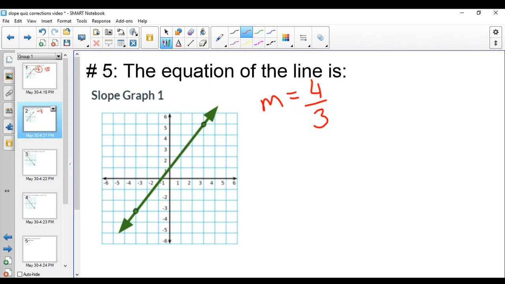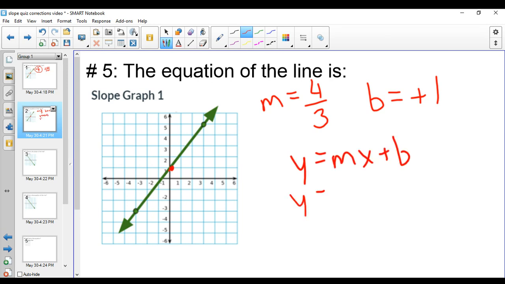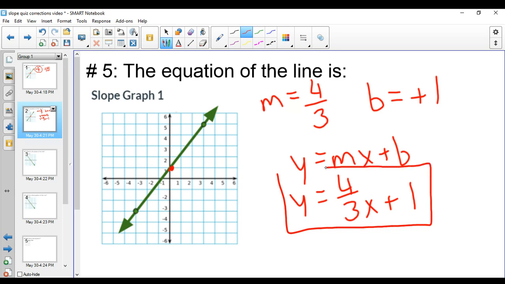Okay, the other thing that we need to know in order to write the equation of this line is the y-intercept. And if you'll remember, we use the variable b to represent the y-intercept. So that simply means, where does this line intersect the y-axis? At what point? And it looks like it's right here at positive 1. So if we're using the format y equals mx plus b, the slope is 4/3 and the y-intercept is 1. So our equation would be y equals 4/3 x plus 1.